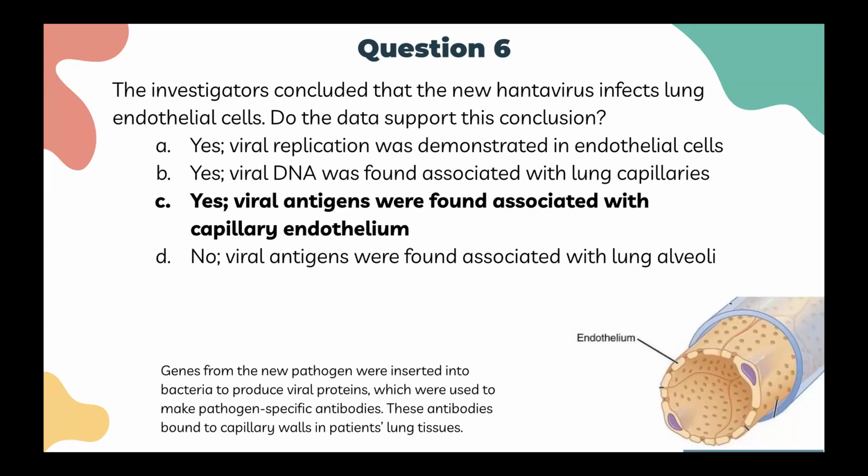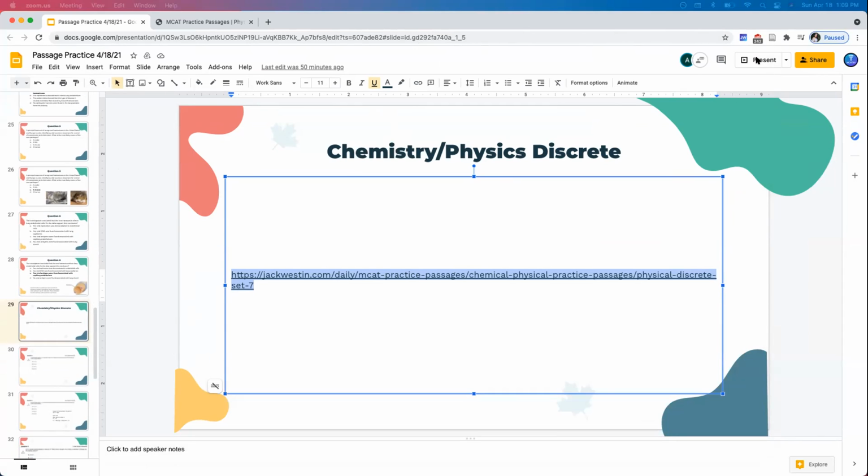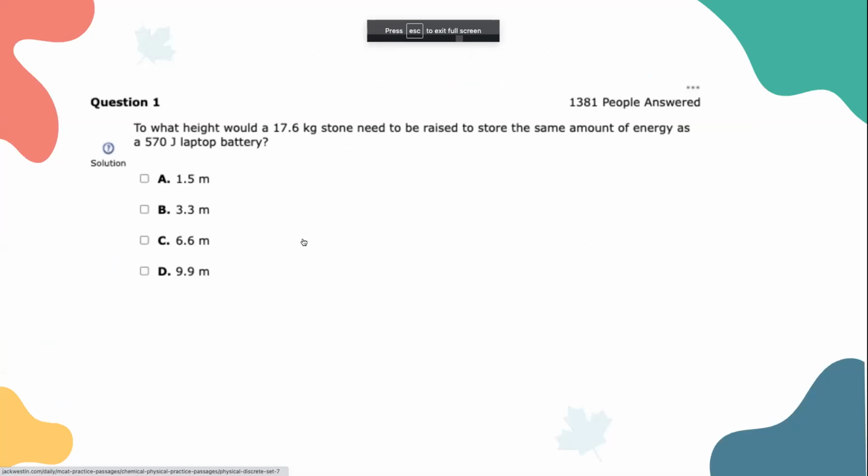Okay, any other questions? All right. Okay, cool. So how did you guys find these physics discrete questions? For lack of time, I'm just going to go over them, and just stop me if you guys have any questions. So what did you guys get for question number 1?